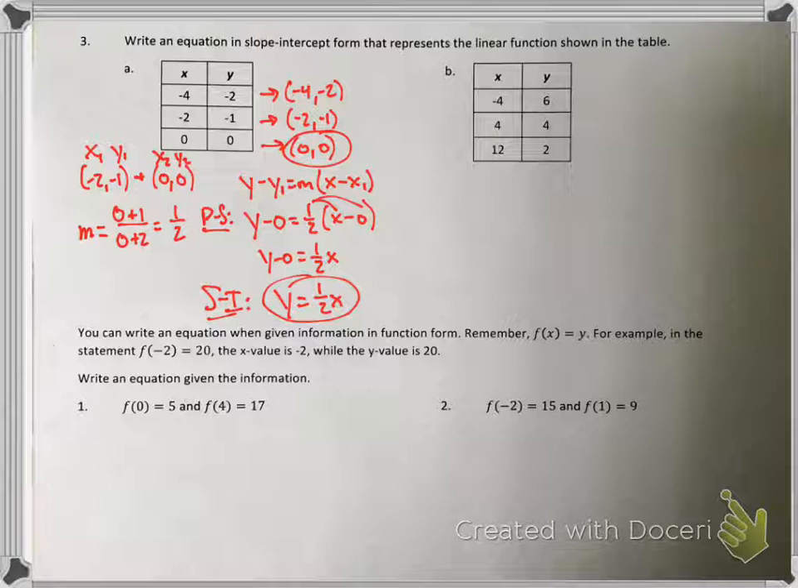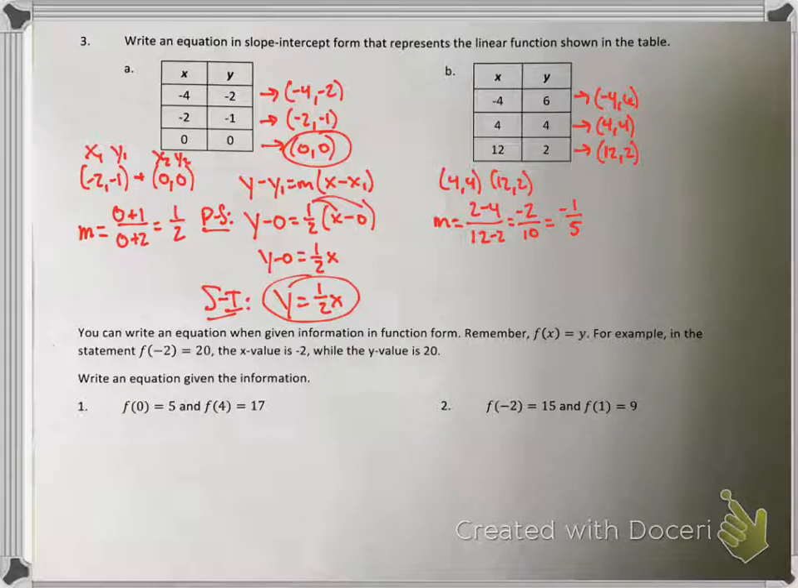I can do the same thing with the next table. Again, I have 3 ordered pairs to choose from: (-4, 6), (4, 4), and (12, 2). I'm going to use the 2 positive points, (4, 4) and (12, 2), because there's no negatives involved, so less chance of me making a mistake. Same process. I'm going to take 2 points and find the slope. So 2 minus 4 over 12 minus 2. That gives me -2 over 10, which simplifies to -1/5.